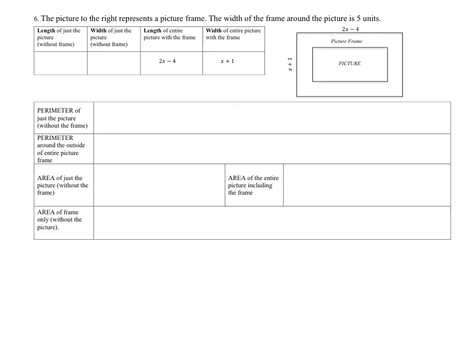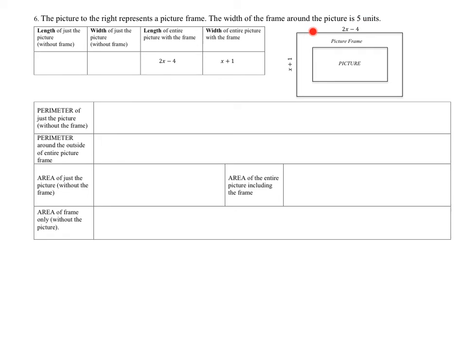All right, I encourage you to stop the video and try to fill in this top chart here without me, or at least try to visualize what's going on, because sometimes you just listen to me without actually thinking. So this is talking about a picture frame. We've got a picture to the right that represents a picture frame. The width of the frame around the picture is 5 units. I've labeled here that this part is the picture, and this is what's inside the frame. And this is the frame right here, the frame has a width, and it says right here that the frame is 5 units, okay?